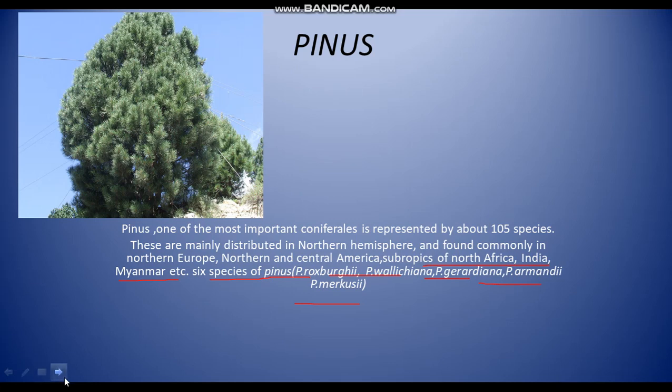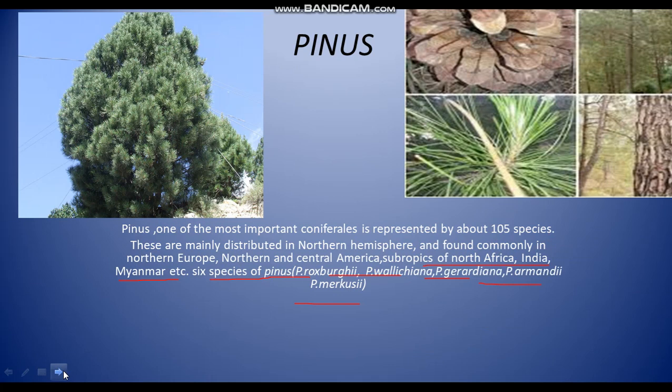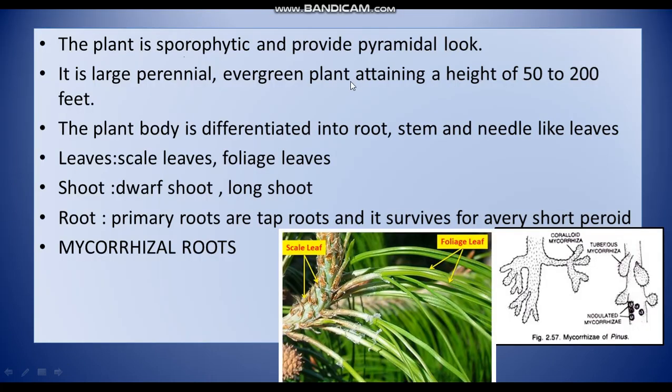How is the plant? The plant is sporophytic and provides a pyramidal look. At the point that it looks like a pyramid, we can see this point and we will make it clear later on. The plant is sporophytic, it means the plant is diploid in nature. It is a large, perennial, evergreen plant, attaining a height of 50 to 200 feet. It means they are very tall.